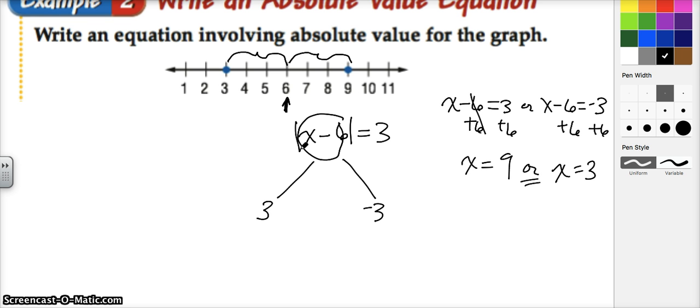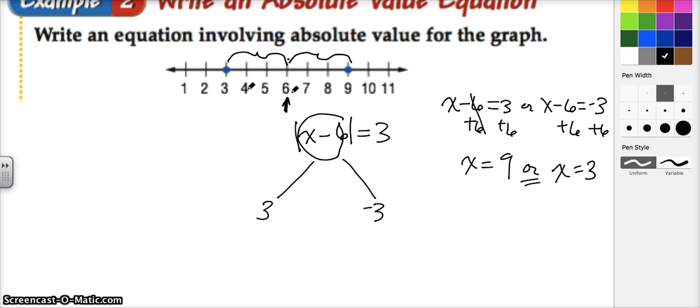So let's go back to what we did. When you see a number line and you've got 2 points and you're asked to determine what the absolute value equation is, you need to think about the number in the middle and the fact that both of those values have the same distance from the number in the middle. When we talk about distance, we're talking about difference.